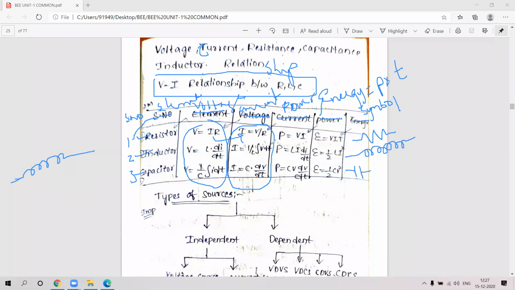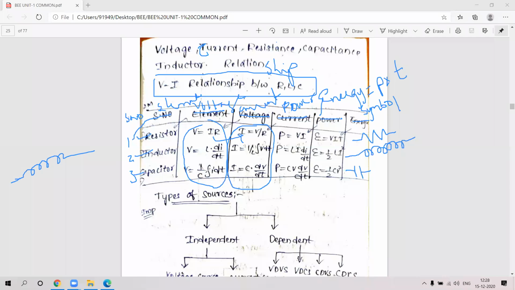I think already we have derived this one. V is equal to IR, I is equal to V by R. That is the energy and power. Now for inductor, we got a differential term: V is equal to L di by dt. For current, from voltage, we are getting the differential, so by default you will get integration. I is equal to 1 by L integral V dt. And after that, we derived power also. Power P is equal to Li di by dt. And energy, how much you got? Half Li square.